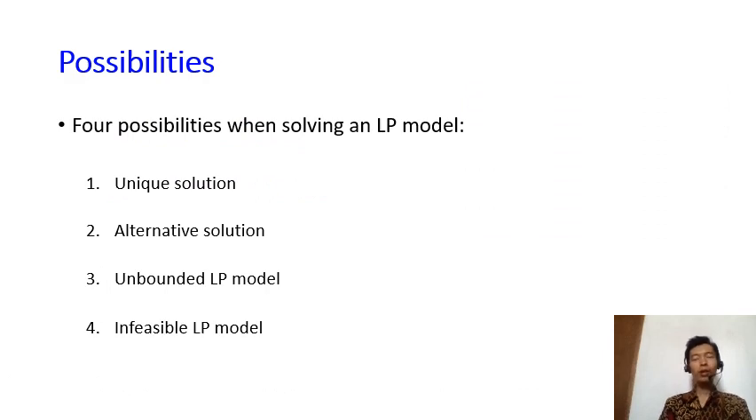So if you recall, there are four possibilities when we solve an LP model. It may be that the solution is unique, or we have an alternative solution, or the LP model is unbounded, or maybe the LP model is infeasible. So let's look at the second possibility where we have alternative optimal solutions.